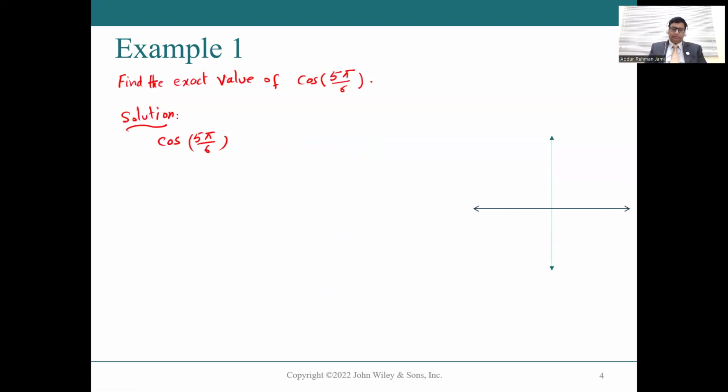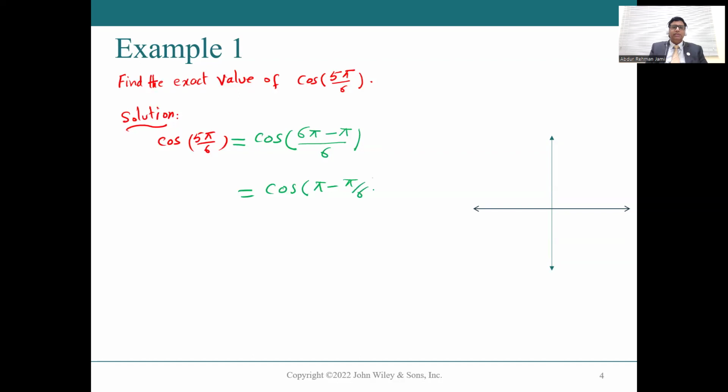Look at this question now. In this question, I use a green color. Cosine of 5 pi over 6. 5 must be a multiple of 6. So I can write it as 6 pi minus pi, which is 5 pi over 6. So this gives us cosine of pi minus pi over 6.